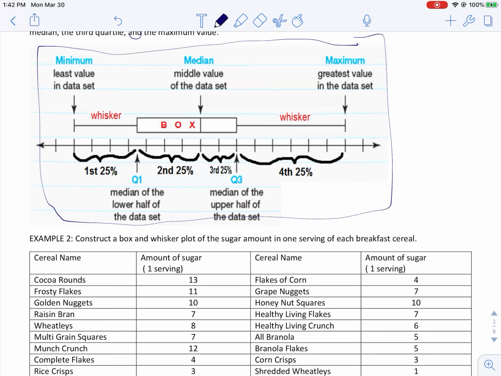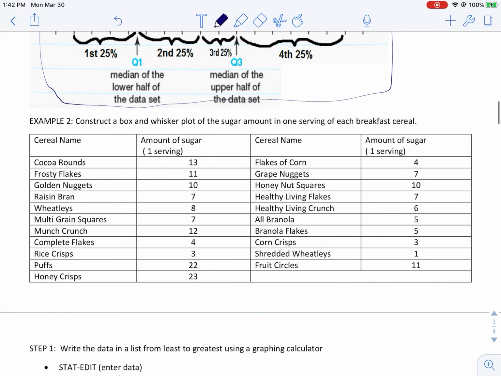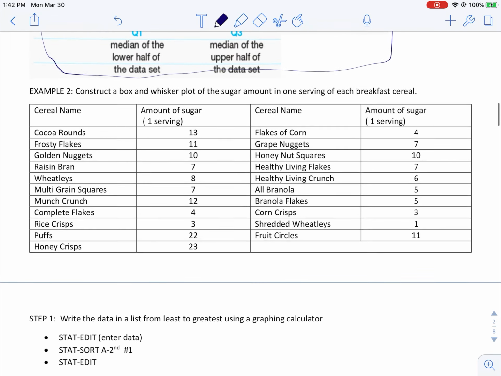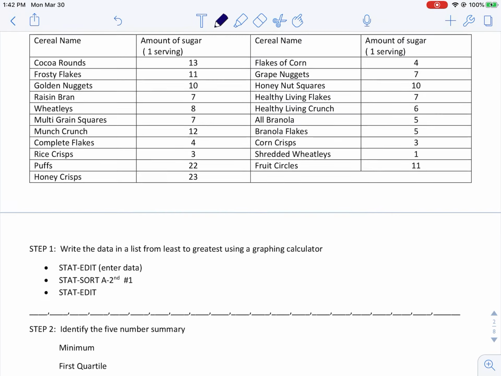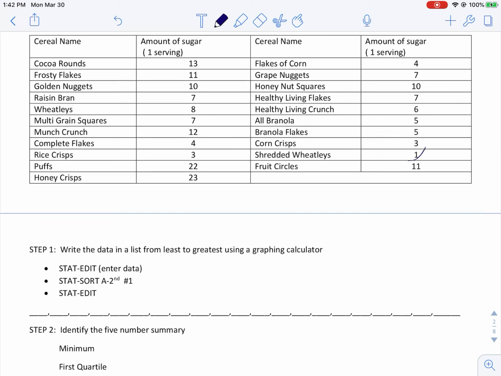So, let's construct the box and whisker. Now, you guys don't have access to a graphing calculator. So, we're going to start off doing this the best way we can. So, we got to put everything in order. It appears that the lowest number is 1. So, 1. I have 3.